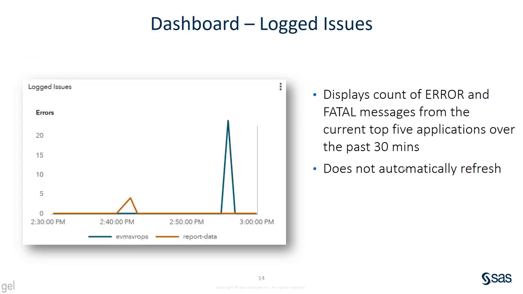In the bottom left corner of your dashboard, you're going to have logged issues. This is going to give me an overview of the log messages that are coming through the system. By default, it just shows me the really serious messages like the errors and the fatal messages. It gives me an idea of, do I have any services that are in trouble? And it's by service. So you'll see different colored lines for each one of the services that are generating log messages.